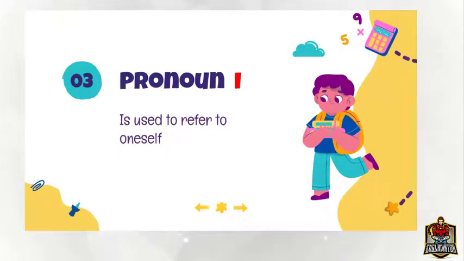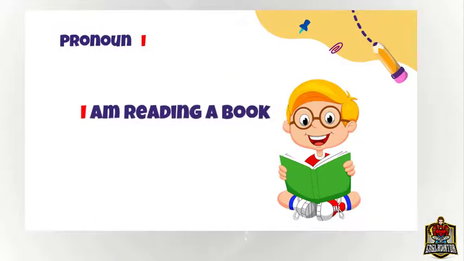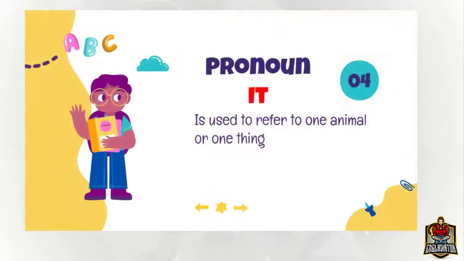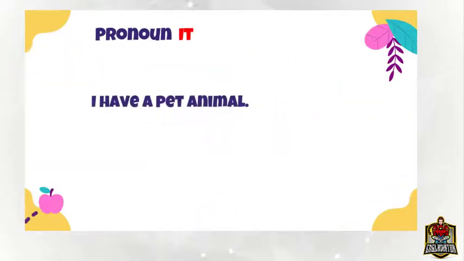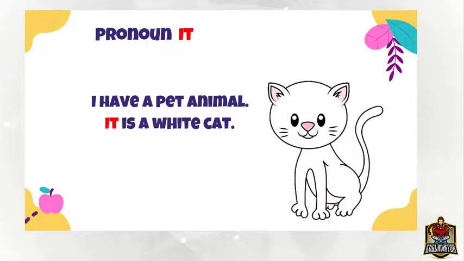Pronoun I. Pronoun I is used to refer to oneself. For example, I'm reading a book. Pronoun it. Pronoun it is used to refer to one animal or one thing. For example, I have a pet animal. It's a white cat. Here, we refer to the noun pet animal by using the pronoun it.